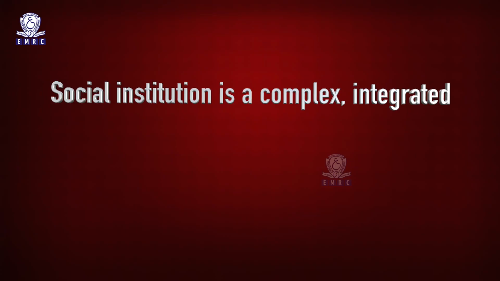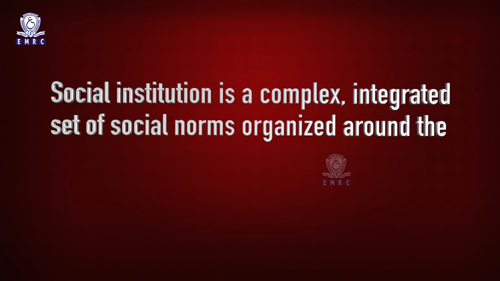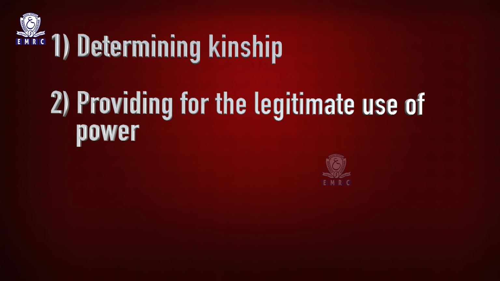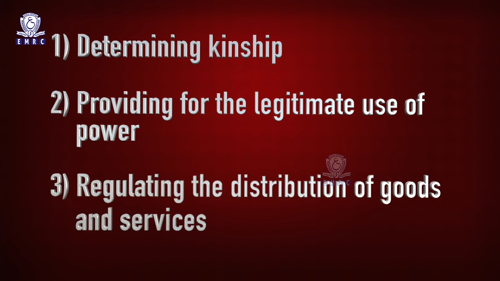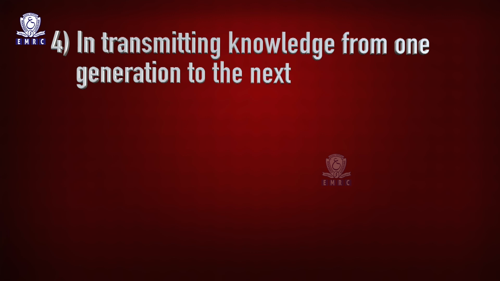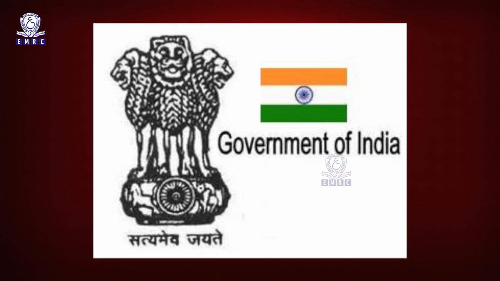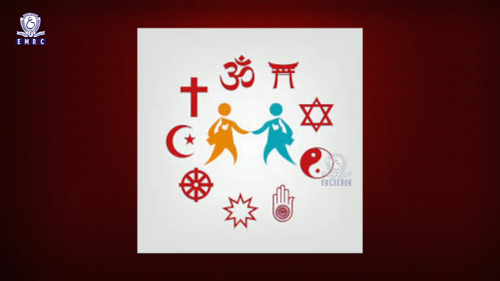A social institution is a complex integrated set of social norms organized around the preservation of a basic social value. Sociologists reserve the term institution to describe normative systems operating in five basic areas: determining kinship, providing for the legitimate use of power, regulating the distribution of goods and services, transmitting knowledge from one generation to the next, and regulating our relations to the supernatural. These five basic institutions are called family, government, economy, education and religion.